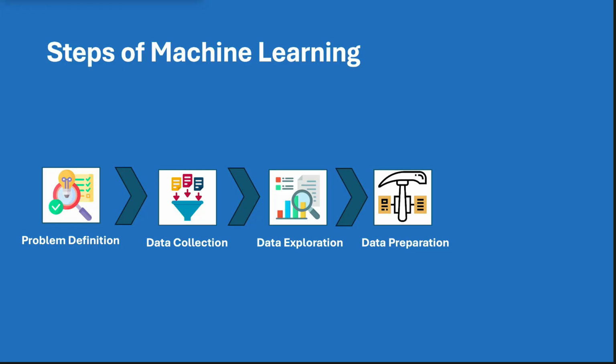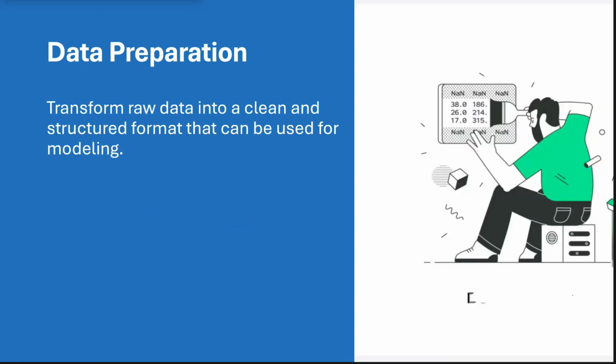The fourth step in the machine learning process is data preparation. It's the process of transforming raw data into a clean and structured format that can be used for modeling. Proper data preparation is crucial as it directly affects the performance of the machine learning model.